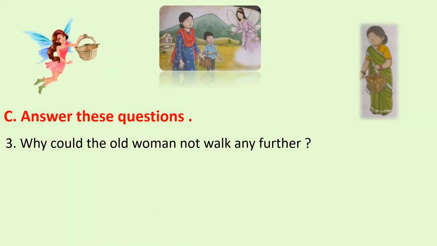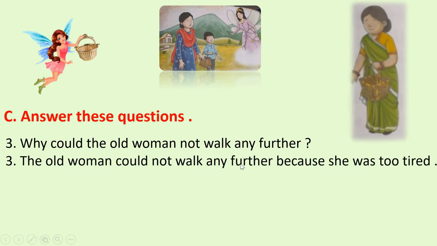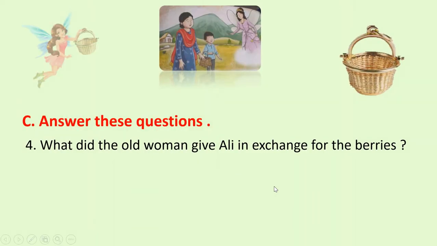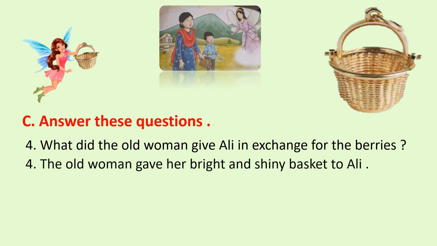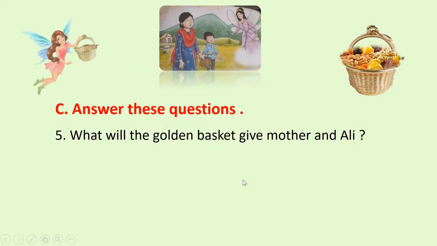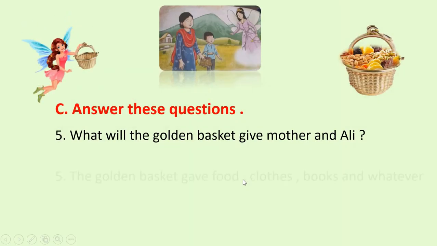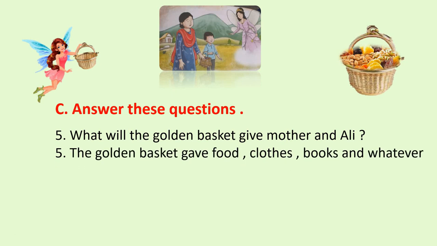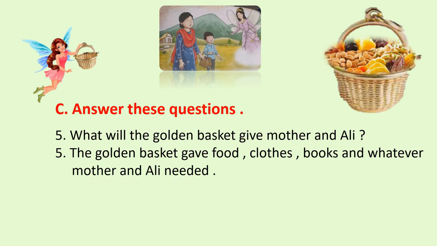Third question, why could the old woman not walk any further? The old woman couldn't walk any further because she was too tired. Number 4, what did the old woman give Ali in exchange for the berries? The old woman gave her bright and shiny basket to Ali. And this is the picture of the basket which she gave to Ali. Number 5, what will the golden basket give mother and Ali? The golden basket gave food, clothes, books and whatever mother and Ali needed.